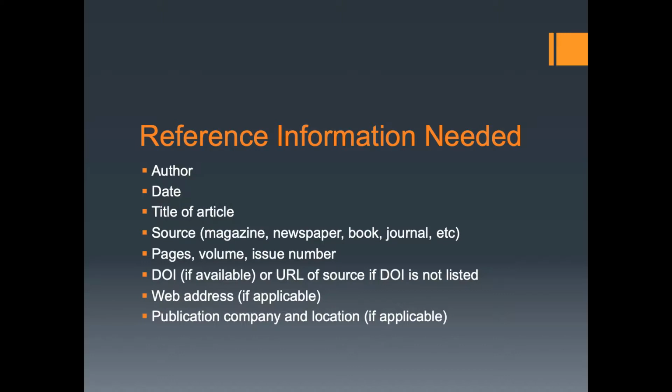So there's some basic information that you need for all kinds of references. And it's probably good to take notes and to actually write this down so that you will have it later on. You should always have the author, the date, the title of the article, source, page numbers, volume, issue, DOI if available, or URL, a web address if applicable, and the publication company.